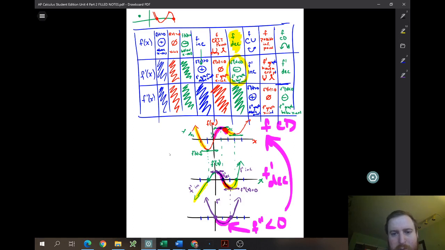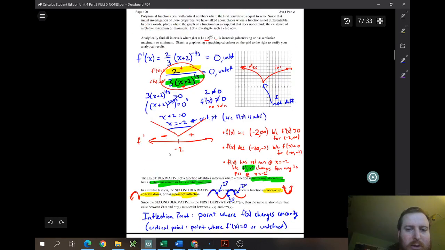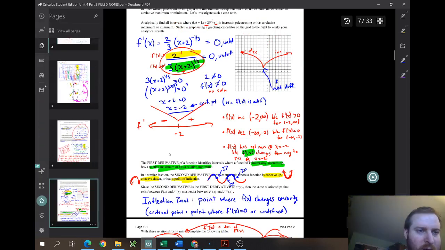Okay? So now we'll take these and apply them back to f prime being increasing or decreasing. And so we'll actually see we can do a little bit more with f prime. So we'll get there.